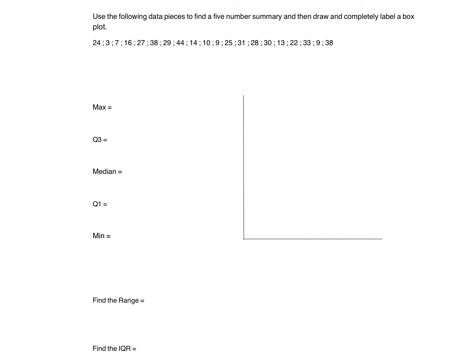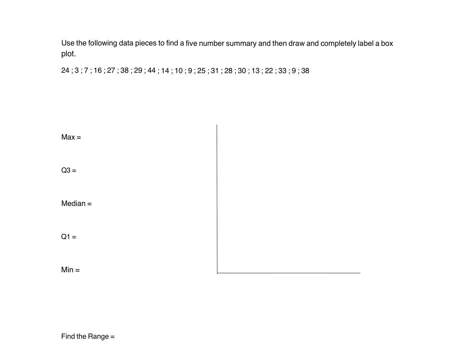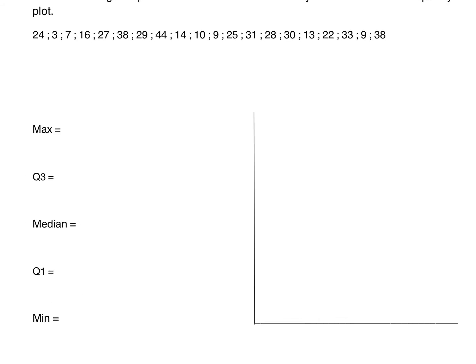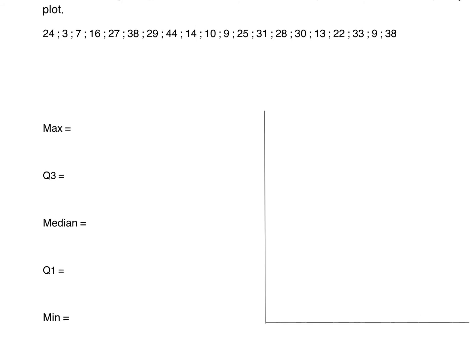And now this is the most important question. This, ladies and gentlemen, says, use the following data pieces to find a 5-number summary and then draw and completely label a box plot. So let's get these numbers first and put them in order. First thing you must do.